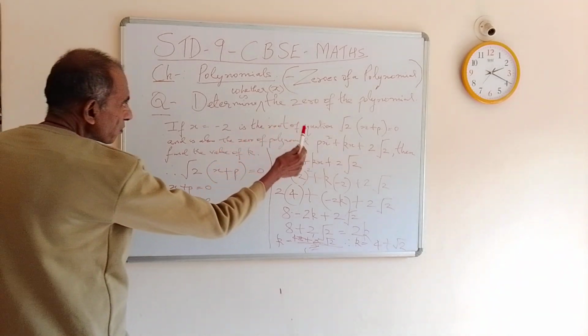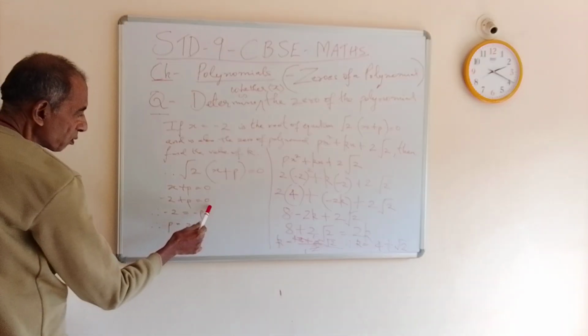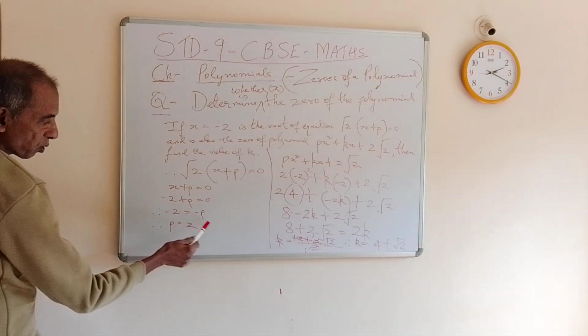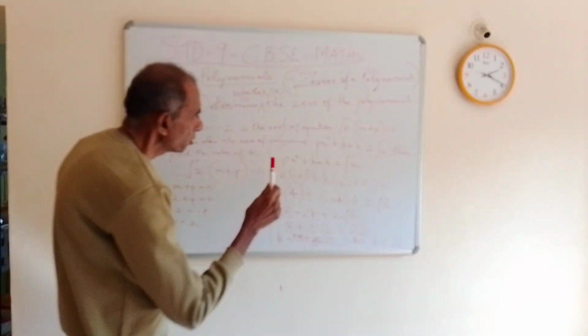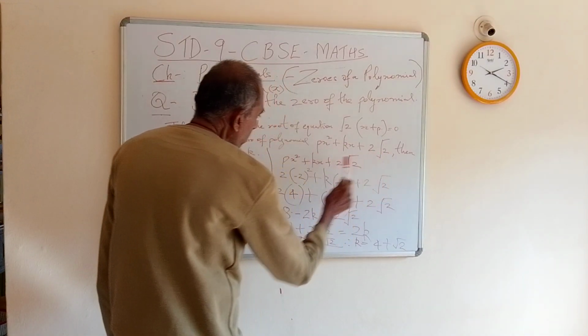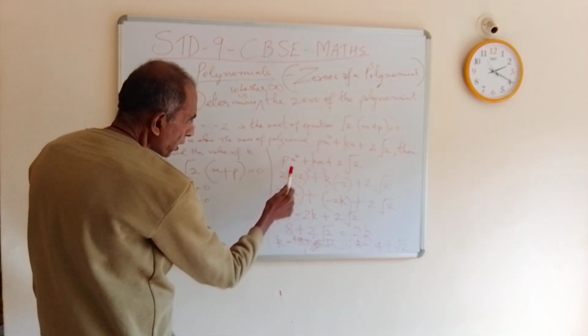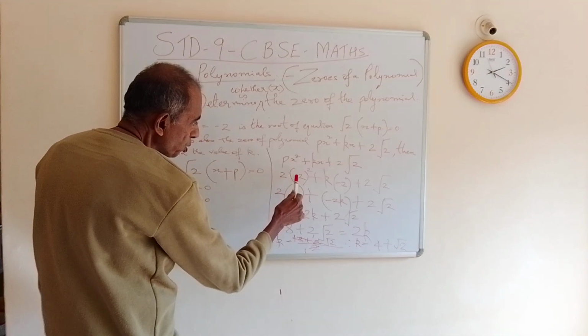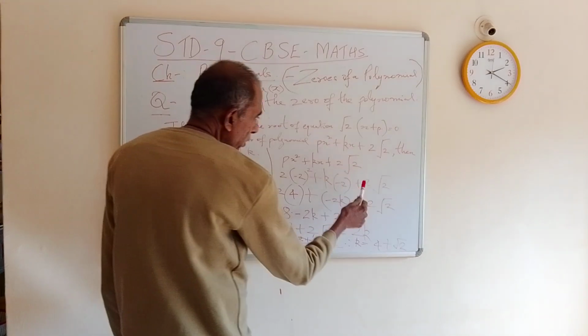So x plus p is naturally equal to 0. We know x is given in the sum, value of x is minus 2. So minus 2 plus p is equal to 0. So minus 2 is equal to minus p. Therefore p is equal to 2. Okay. Now we are substituting in this px square plus kx plus 2 root 2. So p is 2, x is minus 2. So 2 into minus 2 bracket square plus k, again x is minus 2, plus 2 root 2.